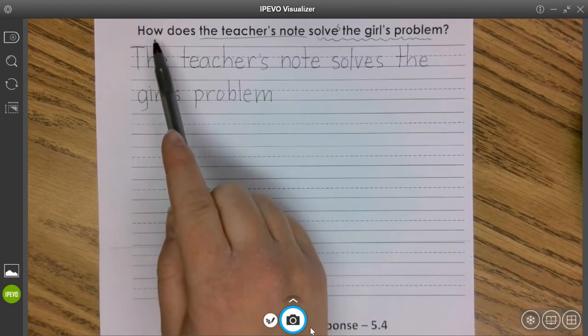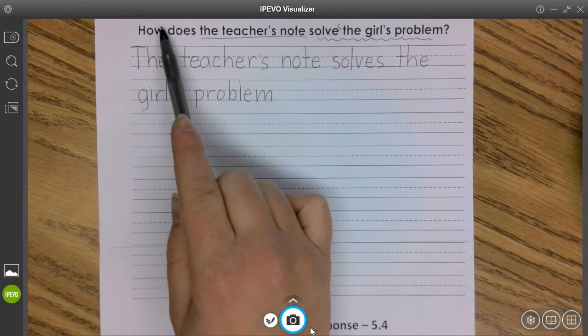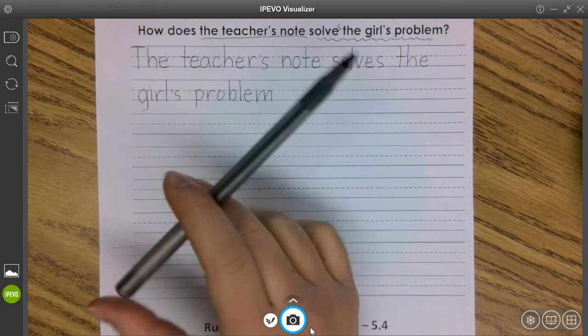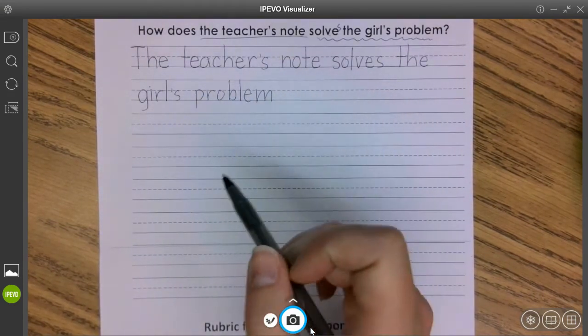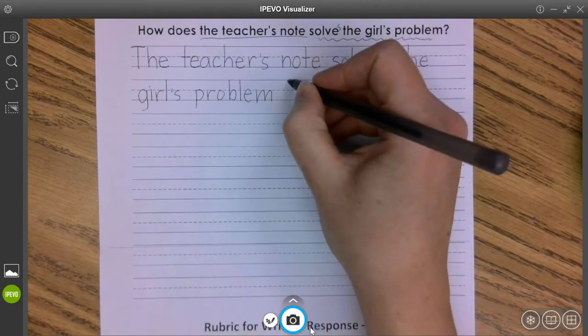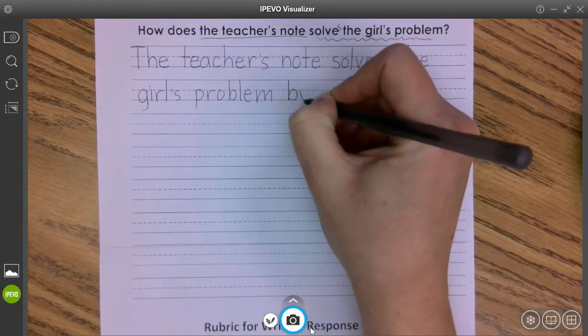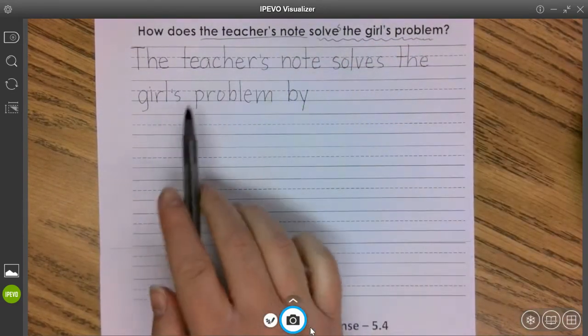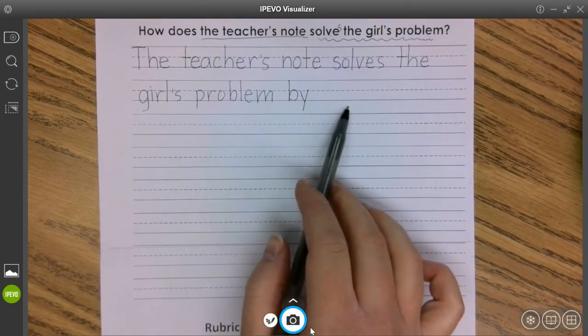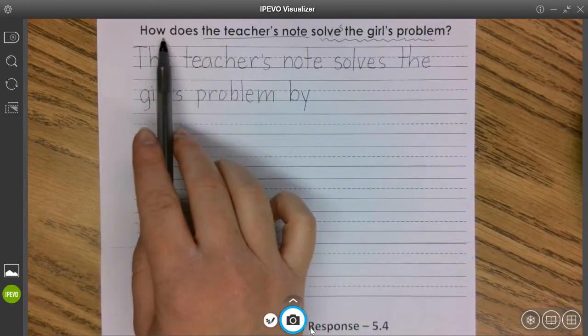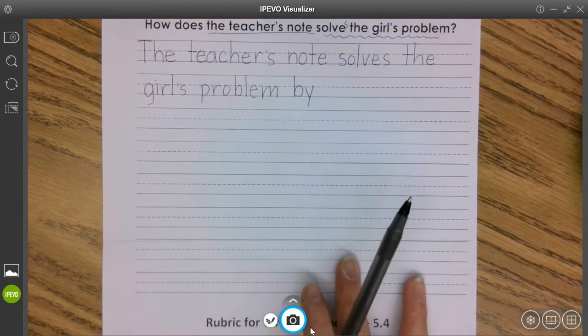How? Okay, when we have the question word how, we give a way it's doing it. So we're going to say by, and then we provide the way in which the teacher's note solves the girl's problem.